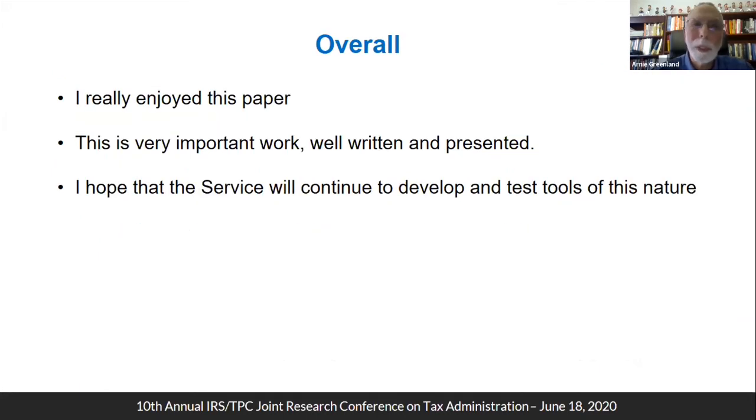Overall, really good paper, very important work, well written and presented, and one that I hope the service will continue developing and following down some of the lines of successful outcomes that were mentioned earlier. Next slide, please.